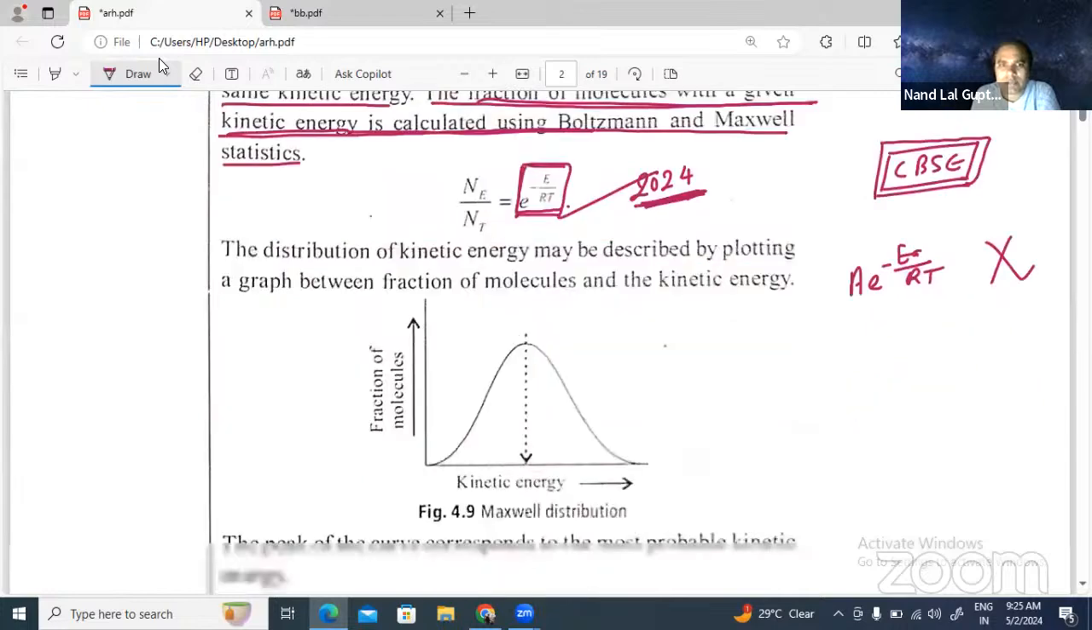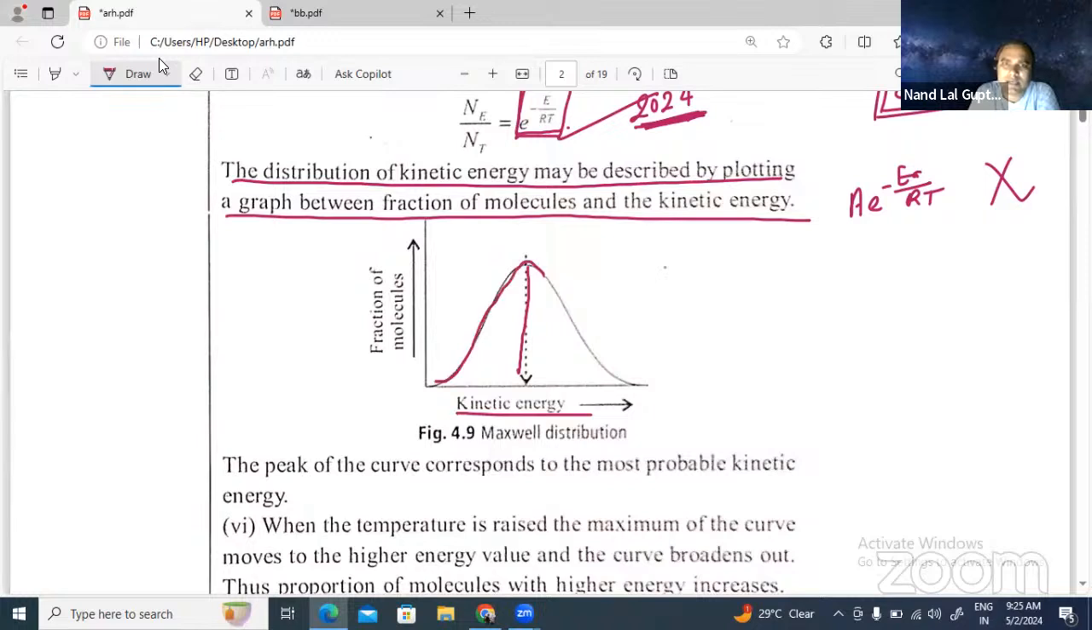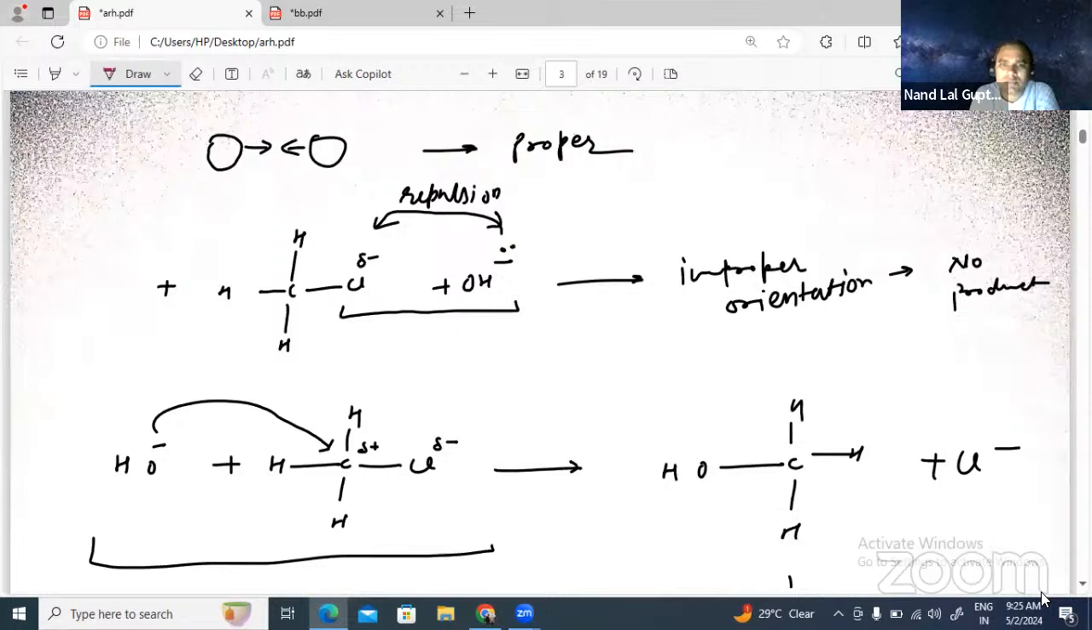Now let us move to the next point. The distribution of kinetic energy may be described by plotting a graph between the fraction of molecules and the kinetic energy. They are talking about the fraction of molecules and about kinetic energy. Initially kinetic energy is increasing, then it is decreasing as the product is being formed. The peak of the curve corresponds to the most probable kinetic energy. This point is not going to be very important for you. Directly you come to the derivation.